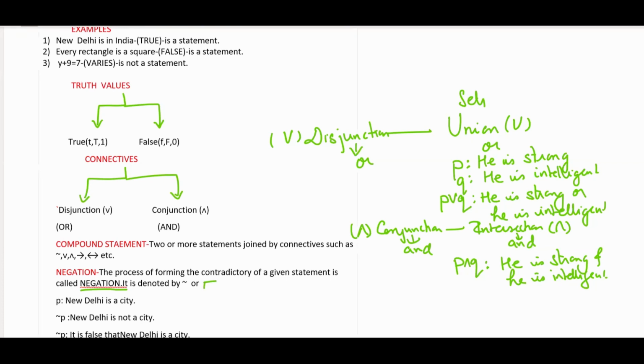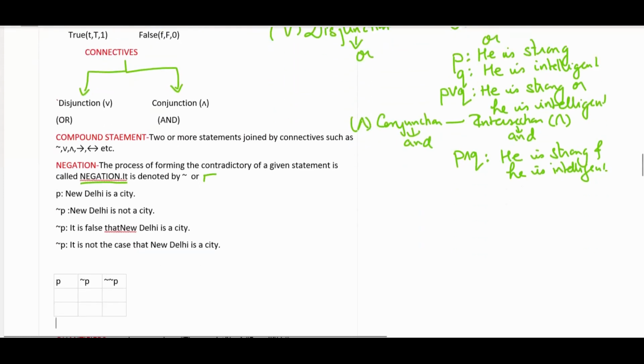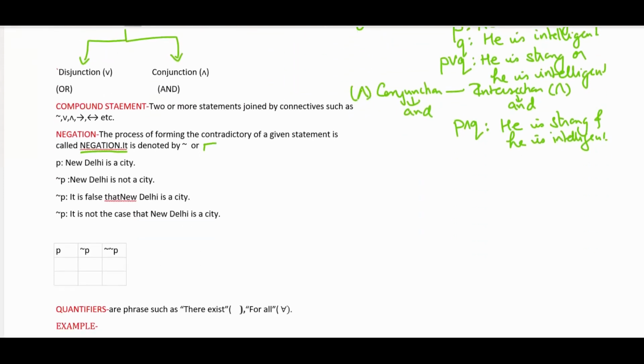Now, an example is written here: if you have to negate the statement, New Delhi is a city, we can negate this statement in three ways. First, you can write that New Delhi is not a city. Negation means, if your statement is yes, then make it no; if it is no, then make it yes. So here, New Delhi is a city, and if we have to negate this, we write New Delhi is not a city. Therefore this is the first way to negate the given statement.